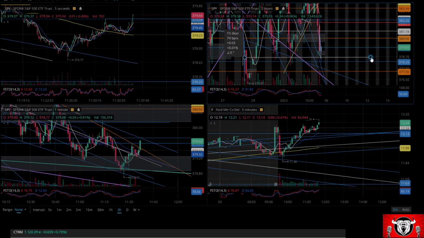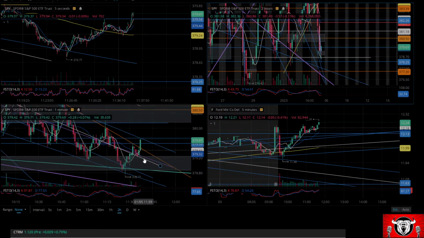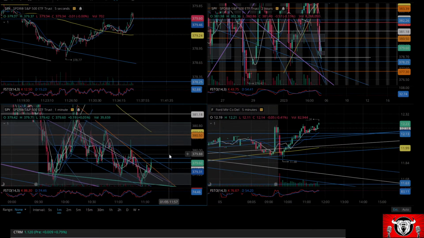We just broke angular resistance on a 1-minute. This would be 1, 2, 3, 4, and this would be the 5th touch of that angular resistance, just so you know. 1, 2, 3, 4, 5. I wouldn't even look at your chart. That's beautiful. I love it.